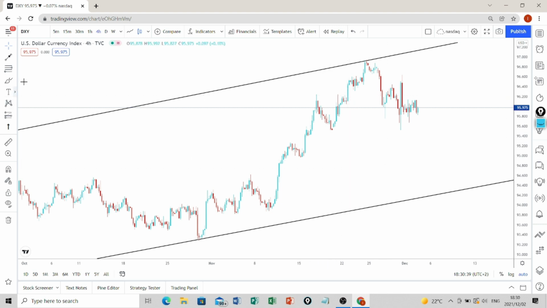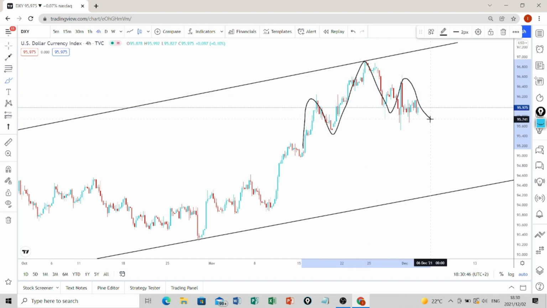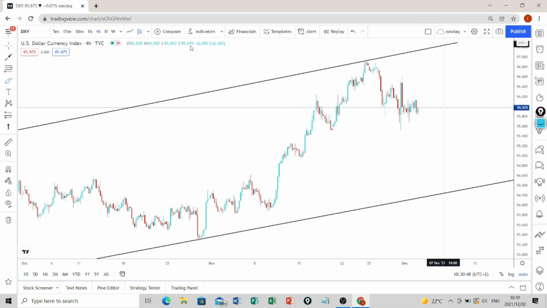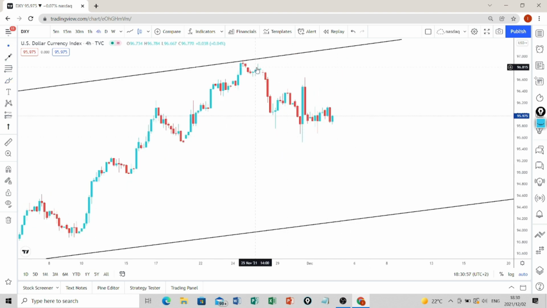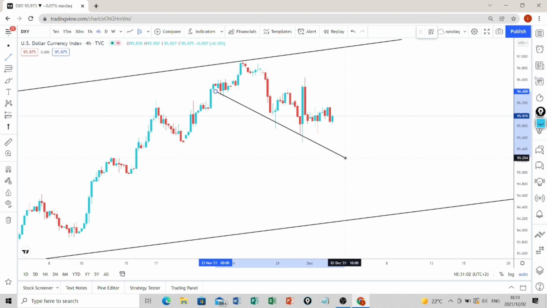Firstly, I can see that price action is painting to me what I have already marked out as a head and shoulder, right? I can also see that inside here I have a trend forming.